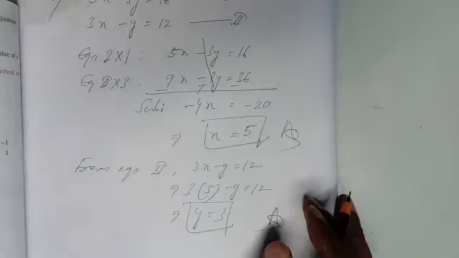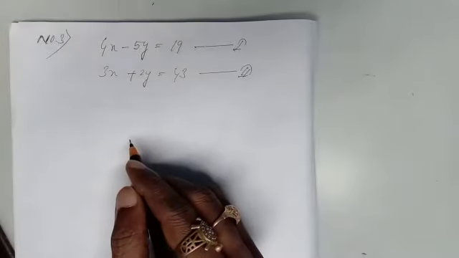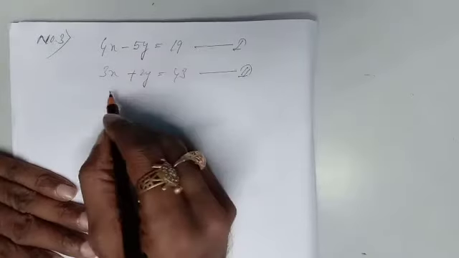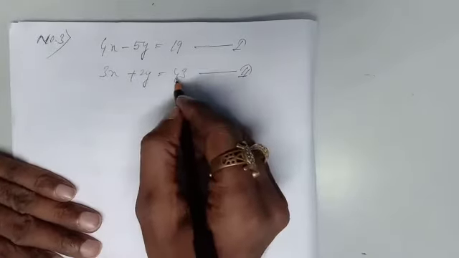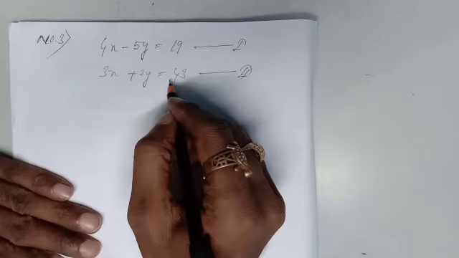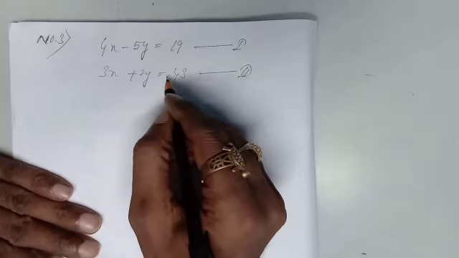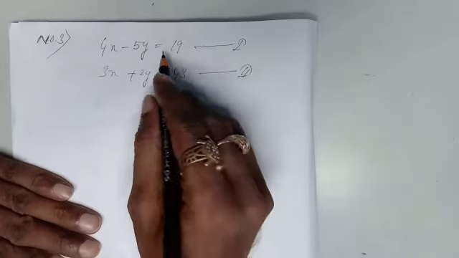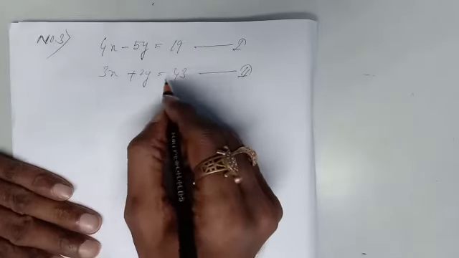Let us go to number 3. See question number 3. The question given is 4x - 5y = 19, 3x + 2y = 43. There are two equations. You have to solve the two equations by any method, either elimination method or substitution method. I am doing this one by the substitution method.